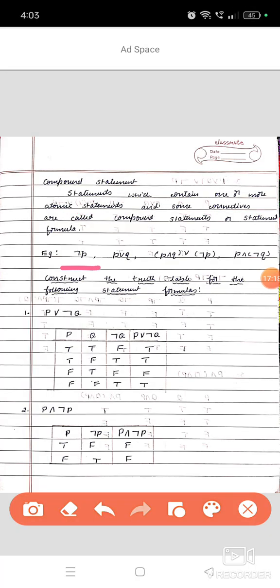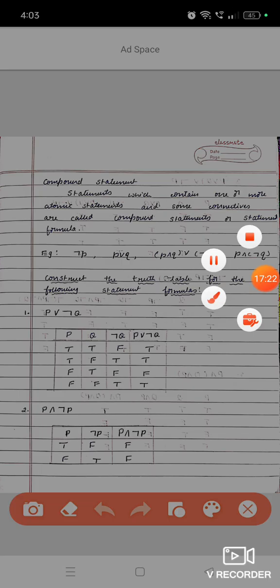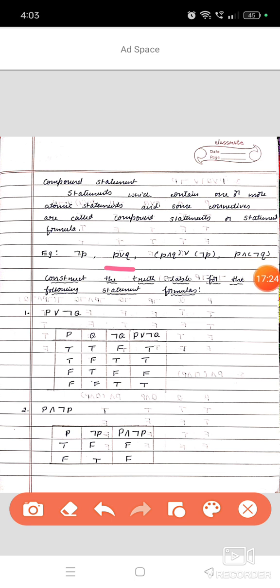Not P: here one statement and one connective are connected. P or Q: two statements and one connective. Here, P and Q or not P: and connective, or connective, not connective, three connectives and two statements, P and Q. Here also P and Q are statements and not is the connective.